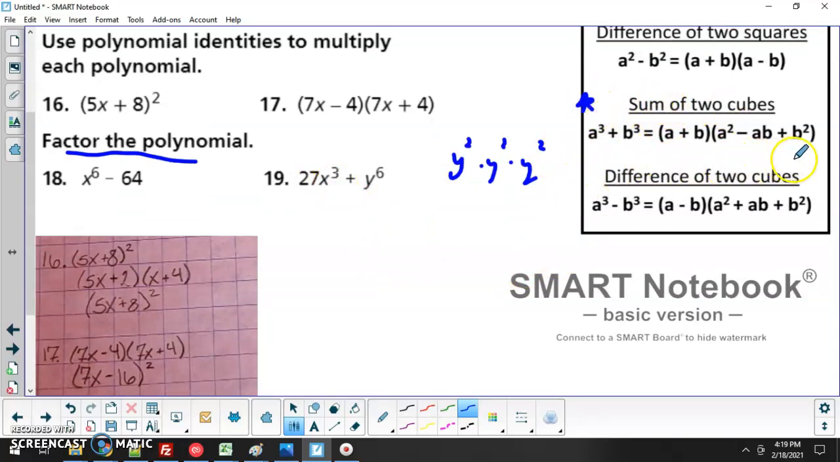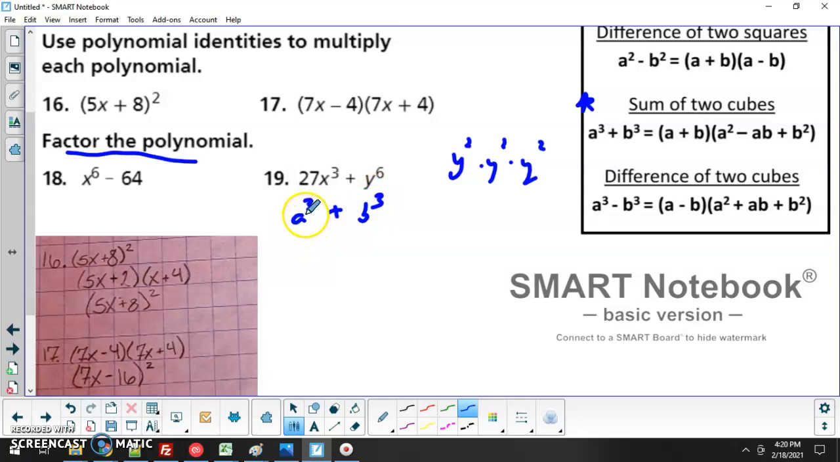When it's a sum of two cubes, you have to factor it based off of basically this formula here of how you can take this and write it as multiplication. And it becomes pretty long when you write it as multiplication. So 27x cubed is basically your a cubed part. So a cubed is 27x cubed, and your b cubed part is y to the 6.